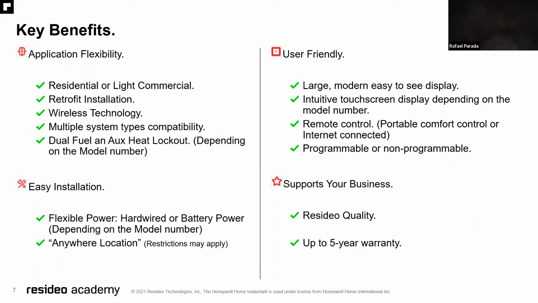Talking about the key benefits we have with RedLINK, well, application flexibility. It is going to be compatible with residential or light commercial applications. It is great for retrofit installation. So when we are having a thermostat upgrade and we are upgrading the system as well, if we are missing wires with the wireless technology, we are going to be able to avoid running new set of wires and actually communicate and control our system from the thermostat. It's compatible with a lot of different systems. Actually, we can control dual fuel and auxiliary heat lockouts depending on the model number of the thermostat we are using. Really easy to install. We have flexible power.